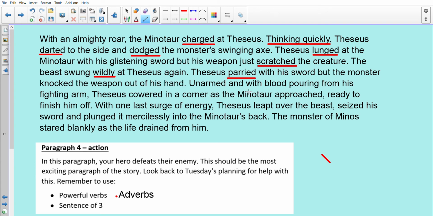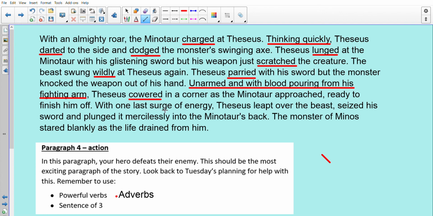Unarmed and with blood pouring from his fighting arm. Now that is a fronted adverbial, isn't it? Saying how he was. Theseus cowered in a corner. Okay, so he's terrified by this point as the Minotaur approached, ready to finish him off. That's a nice precise verb there.